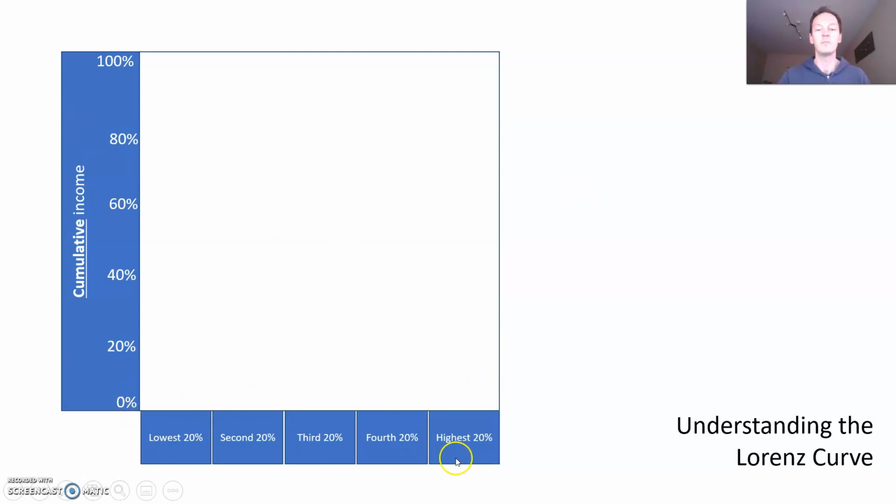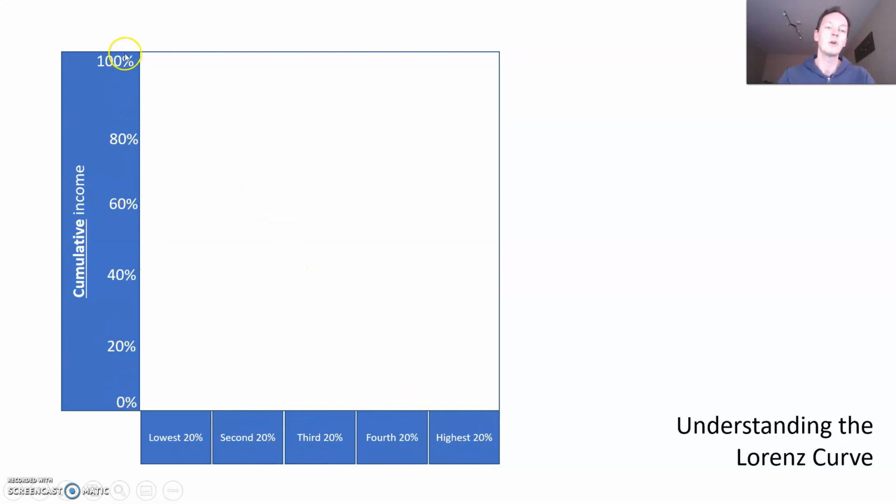So the 5 blocks down here are exactly the same as what we had before. Here we've got the lowest 20% of people when it comes to the amount of income they earn, the next, the third, the fourth, and the highest. All right, these are your quintiles. So that's quintile 1, 2, 3, 4, and 5. We're just introducing more technical language here.